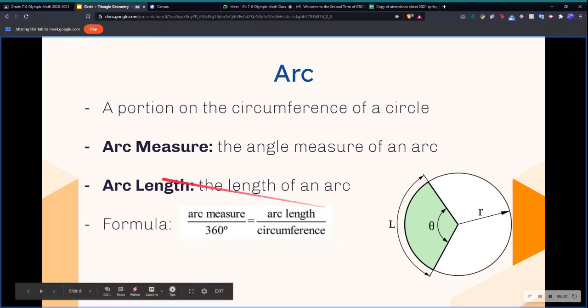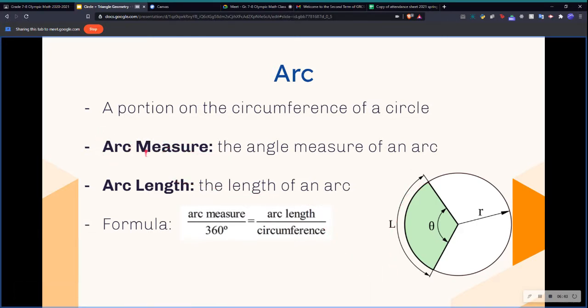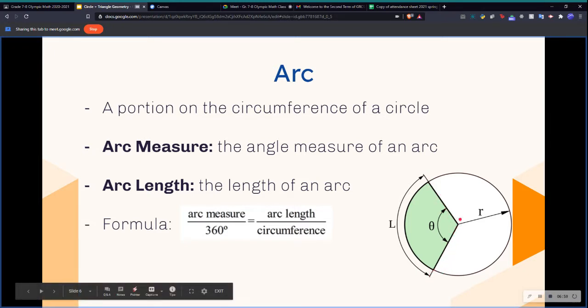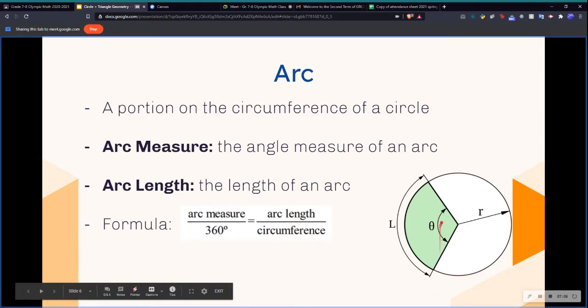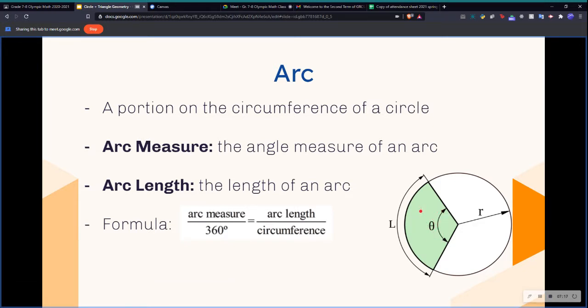Right. And here we have some other terms relating to the arc. So we have an arc measure. Arc measure is basically the angle measure of an arc. So you're measuring the angle. Look at this diagram. An arc is usually formed by two radii, and that's where the arc is. You're measuring the angle between those two radii. Here they labeled it as theta. This symbol is called theta. That's what they usually use for measuring angles.